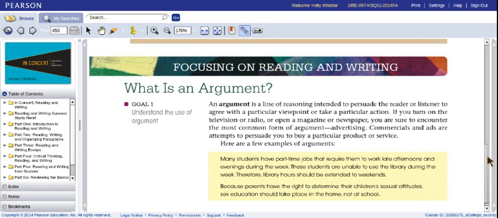So, for instance, we might amend this to make it an action and not a viewpoint. We might say, therefore, students should lobby the president to extend library hours. So that's an argument that requires you to take action. This one is just one that requires you to take a viewpoint, or is trying to persuade you to take a viewpoint on an issue.